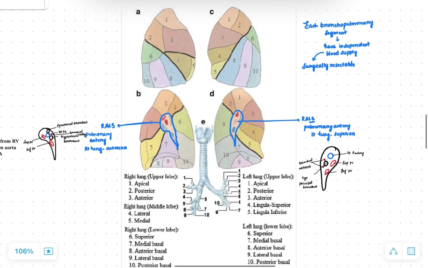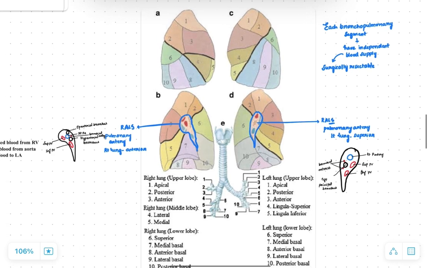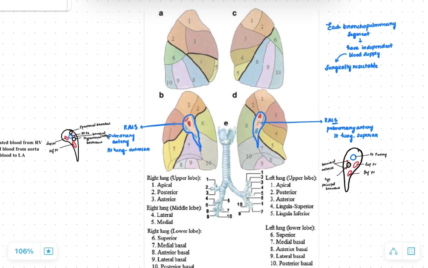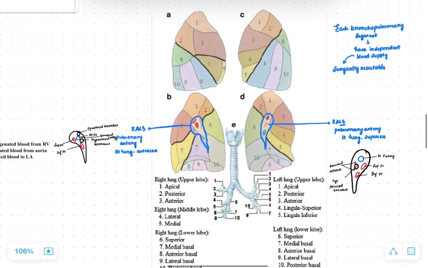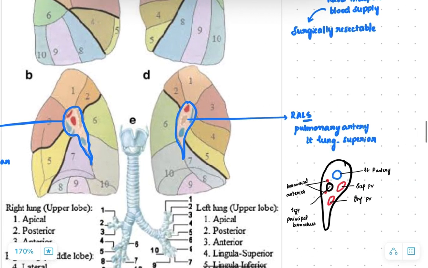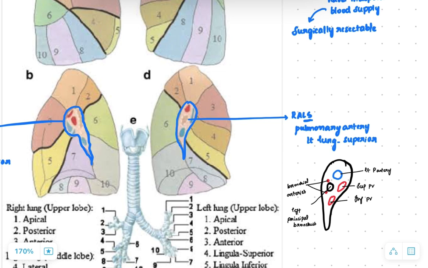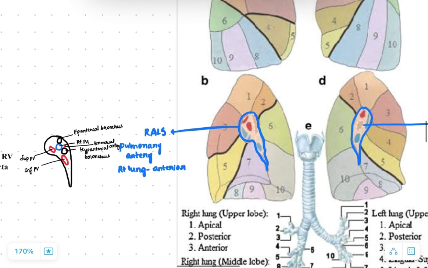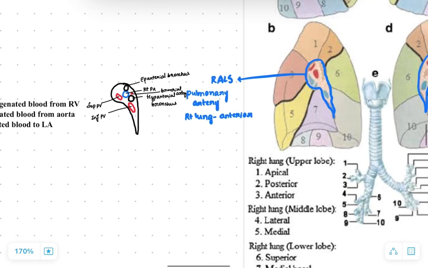One thing which is more important is the relationship of the pulmonary artery to the hilum. In the right lung it is anterior, and in the left lung it is superior. RALS: right lung anterior, left lung superior. So as we know here, in the left lung the pulmonary artery is superior to the bronchus. The black thing is the bronchus. In the right lung it is anterior to the bronchus.